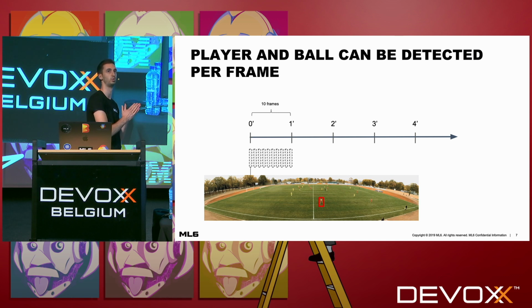On this slide, I'm showing you a fictive timeline of a video, which is starting at 0 and then 1, 2, 3, 4, 5 seconds. If we are working at 10 frames per second, that means that within 1 second, we have to process all of those 10 frames individually and detect all of the players and the balls.